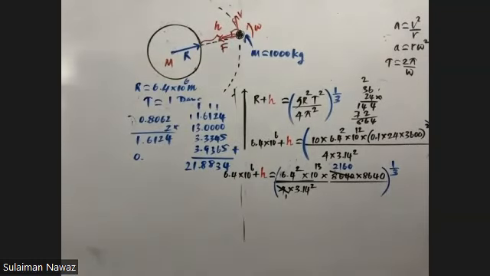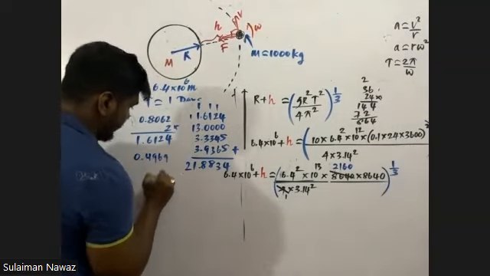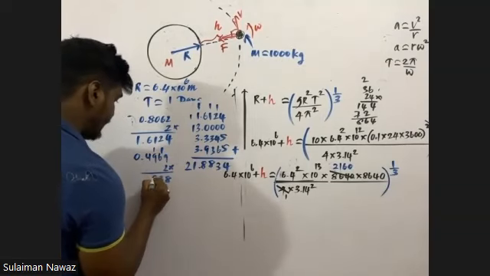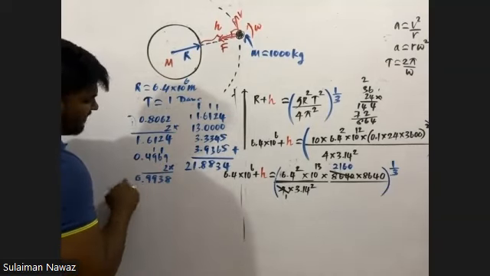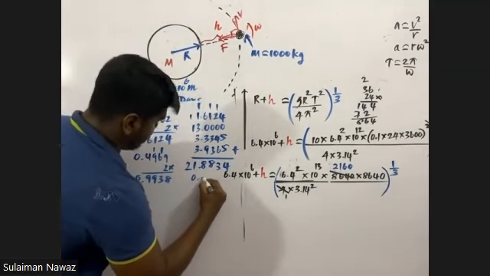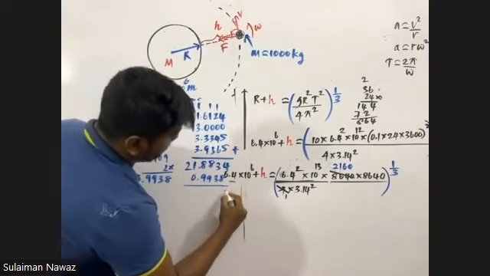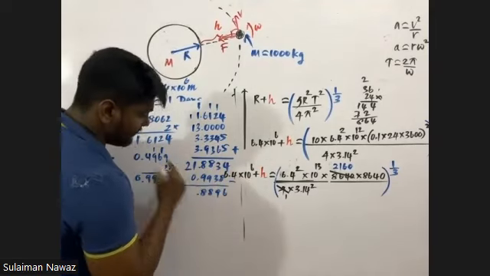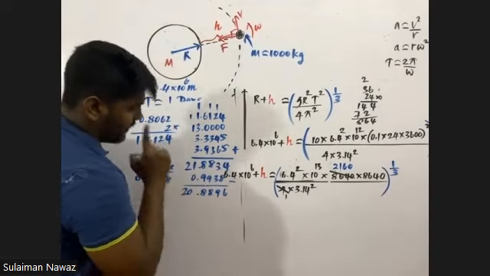0.4969 into 2 for the square, that is 0.9938. Then problem solved. When you subtract it, you will get the result.